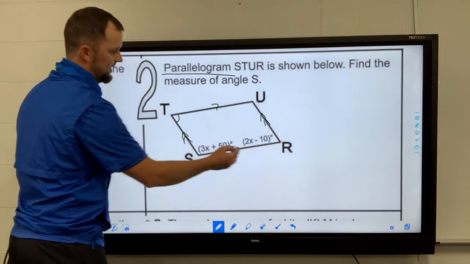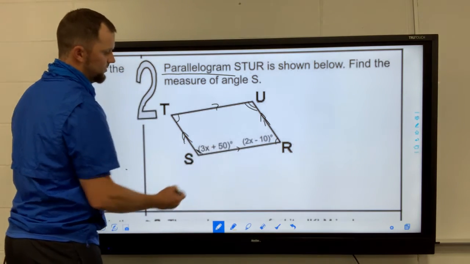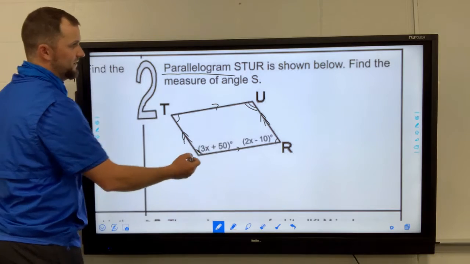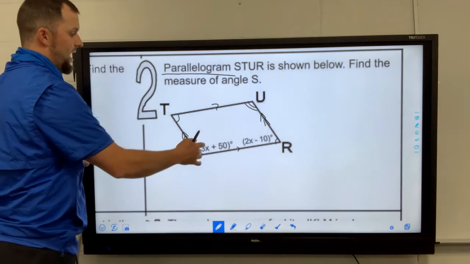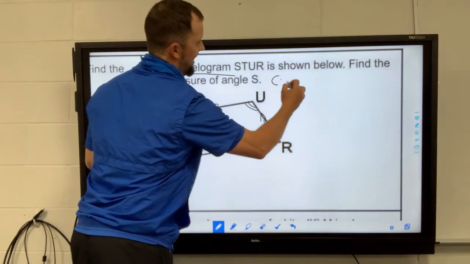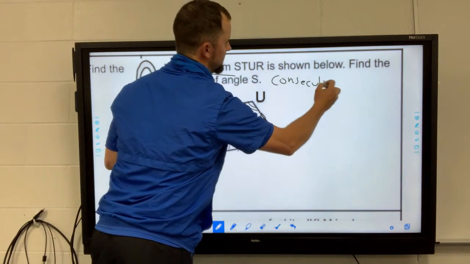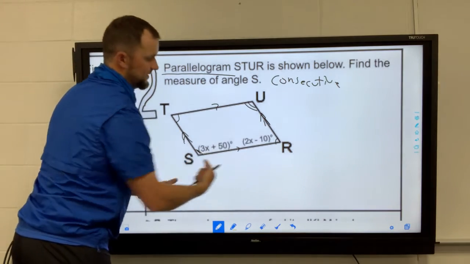So what that means is this angle and this angle are congruent, and this angle and this angle are congruent to each other. But they're wanting me to find the value of S. So the first thing I have to do is solve for x. I know that these two angles right here are known as consecutive angles, which means they're right next to each other and sharing the same line.